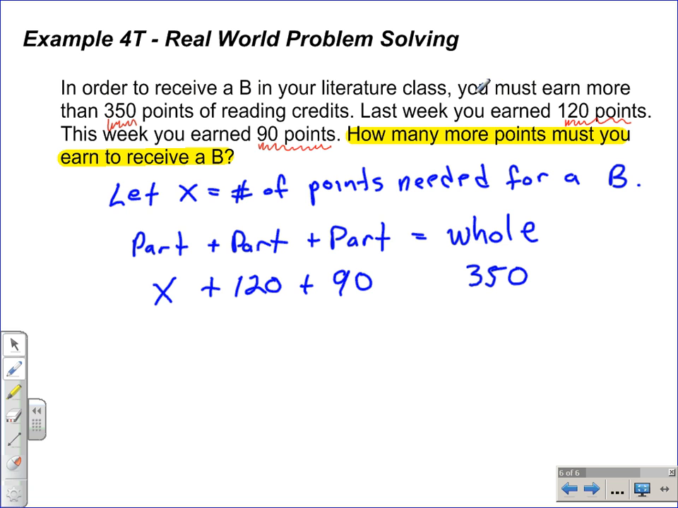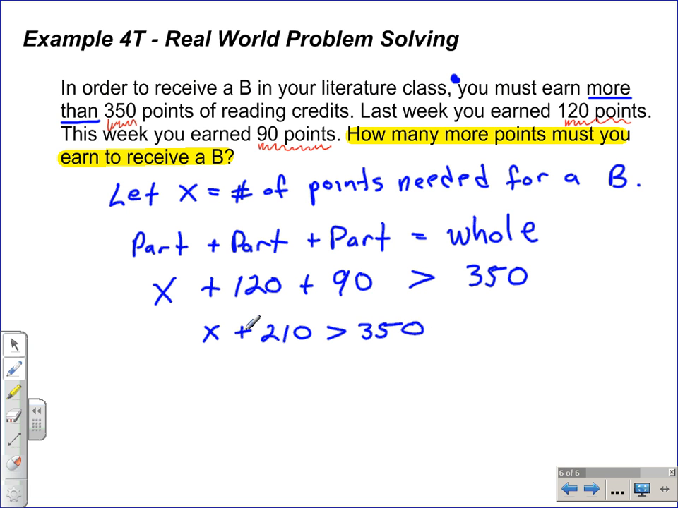We're going to use an inequality, and that inequality comes from this sentence starting right here. You must earn more than. More than can be interpreted as greater than. The points you earn on the left has to be greater than how many points you need to get a B. So to solve this equation, first we have to add 120 and 90. 120 plus 90 gives 210. I bring down the x, I bring down the plus sign, that's this x and this plus sign. I bring down the greater than symbol, and I bring down the 350.